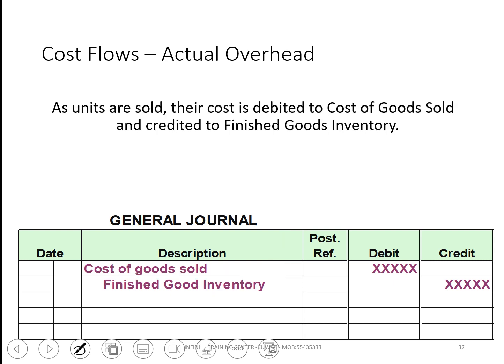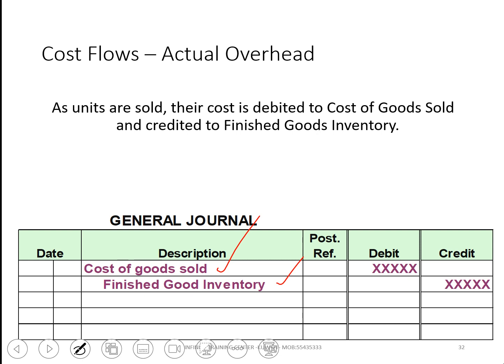Now when you actually sell, you will credit finished goods because now it is not with you. Goods are sold, and you will debit cost of goods sold. At this point, the cost will go to your income statement from the balance sheet. So at this moment only, the cost is traveling from the balance sheet to the income statement, when you actually sell it.